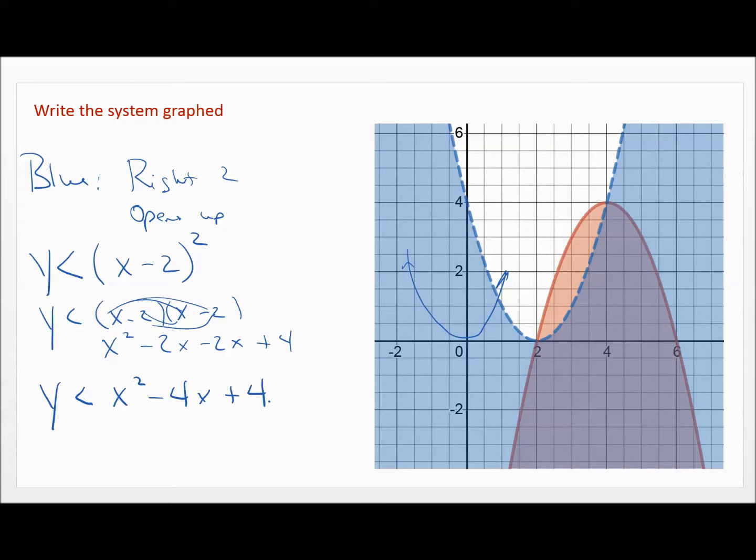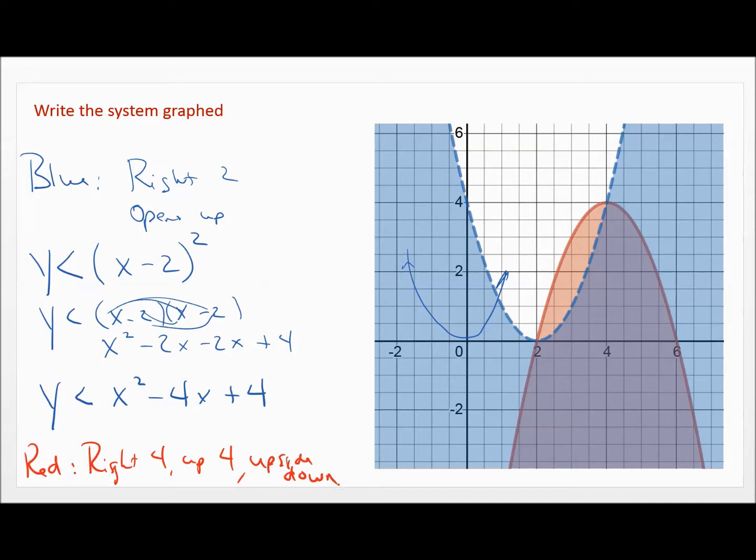Okay, now I didn't leave myself enough room, but let's look at the reddish colored graph. Now we know that's another parabola. So the red guy is another x squared parabola. How would you say it's moved? I say it's been moved right 4 and up 4. So right 4, up 4. What else is going on? Well, it's upside down, right?